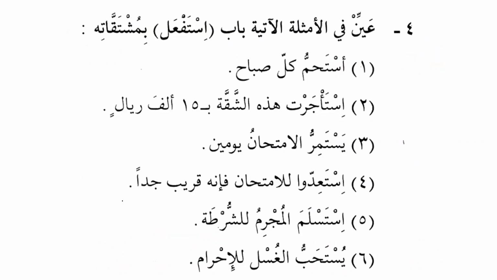All right, so ayyin, we know ayyana yu'ayyinu ta'yinan is form number 2. Ayyin, to specify. Fil amthilatil atiyati, in the following examples. Baba istaf'ala, bimushtaqatihi, in its derived forms. As we know that mushtaqun means derived form, and the plural of mushtaqun will be mushtaqatun. And mushtaqatihi is mudaf mudaf ilayh.